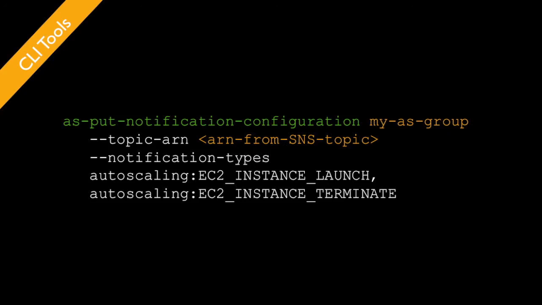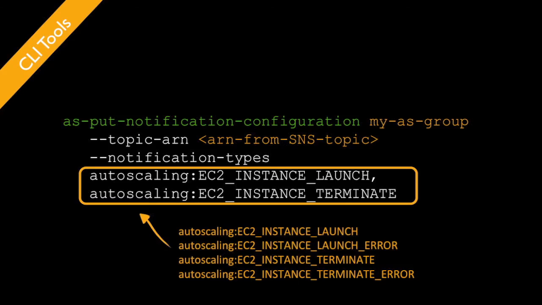Now I can also generate events of different notification types. Here I've got auto-scaling instance launch and auto-scaling instance terminate. You can run a command at the command line that will just describe those notification types that are available to you under auto-scaling, and there are 4 that you can choose from: instance launch, launch error, terminate, and terminate error. So I could produce those events, but this command is just going to look at launch and terminate.